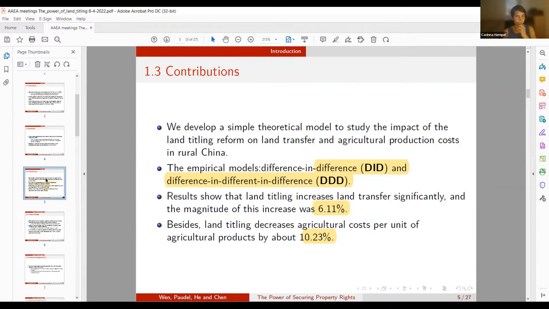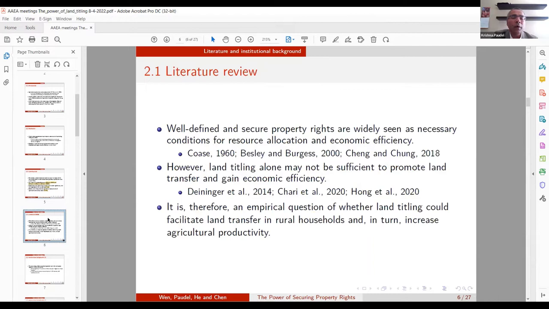So the method that we're using is DID and DDD, and the main results: before you go to sleep or anything, what we found was that land titling increases land transfer significantly, and the magnitude is 6.11%. Not only that, it also decreases agricultural cost per unit of agricultural products by about 10%. As for the literature, I don't want to go over all of it, but it's clear that land rights would help farmers in many ways, from increasing their income to reducing cost of production, perhaps by transferring land to those who are more efficient than themselves.